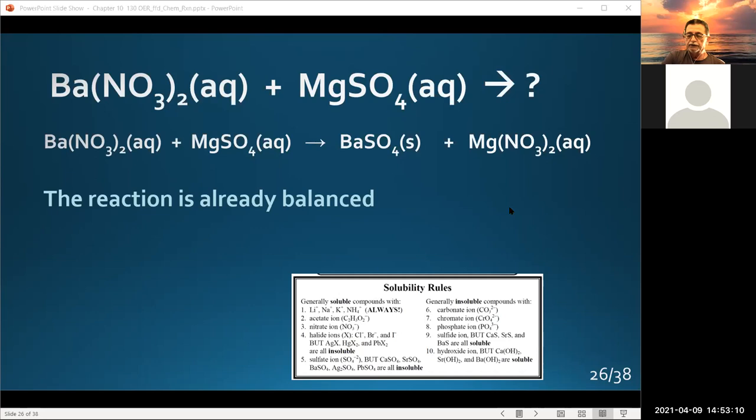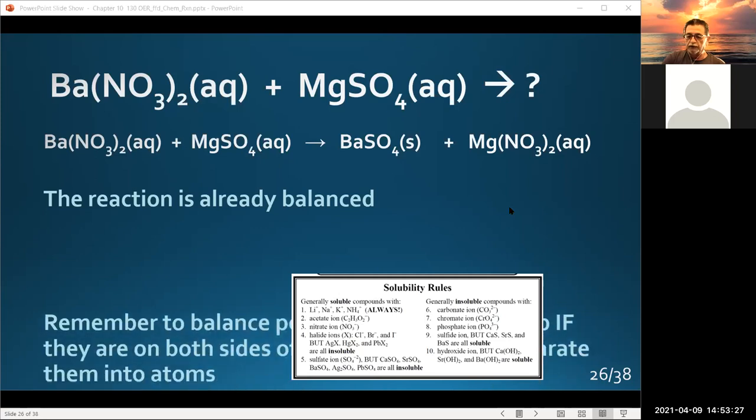All right. See how we did double displacement? We created the new products. Then we check the solubility of the new products. If any one is insoluble, we have a positive reaction. If both are soluble, no reaction.